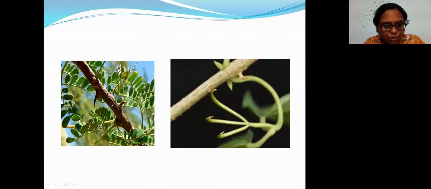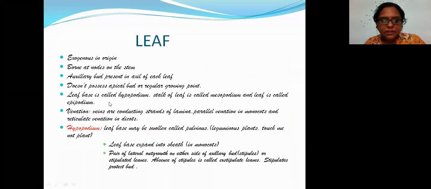If I show you in this, if a leaf is there, you will have a leaf, then you will have a stalk, and then down to where it is attached to the stem, the axillary bud. Those 3 regions you can divide it. If you divide it in that way, you will have the leaf base as the hypopodium. Your stalk will be called a mesopodium. Then the leaf is called the epipodium.